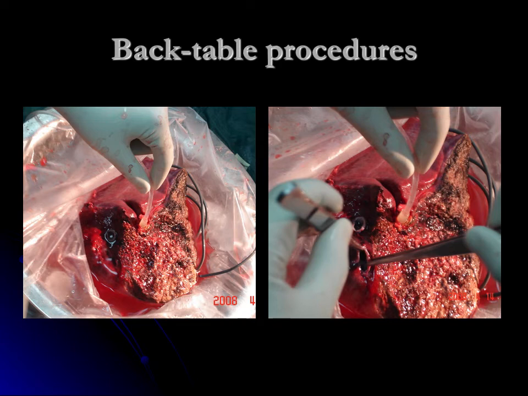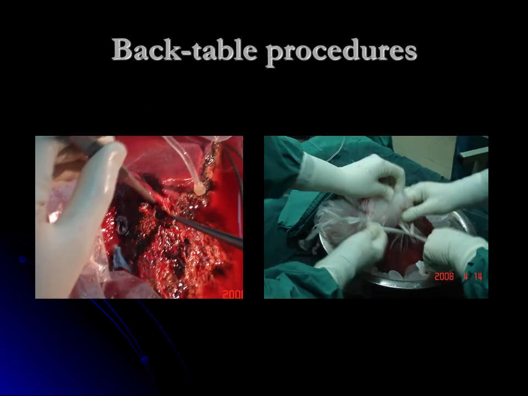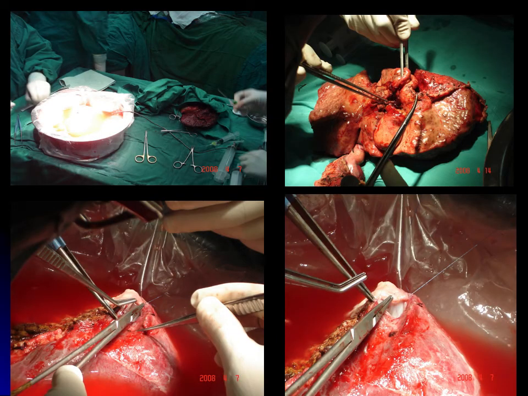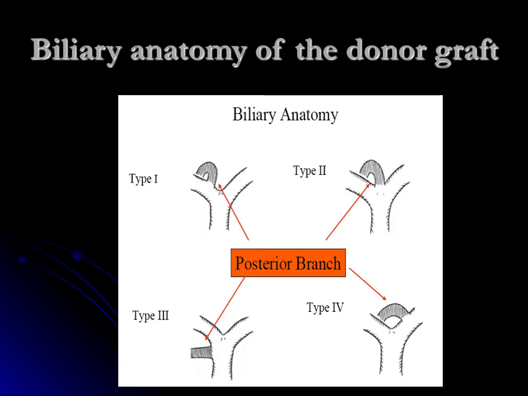Also, in the back table procedure we have to revise the anatomy, all the hepatic veins and the bile ducts present, and whether there is any procedure we can add. For example, we can do elongation of the hepatic vein. Also, the biliary anatomy of the donor graft is very important to be known, either preoperatively or intraoperatively, because this will add to the difficulty of the procedure.